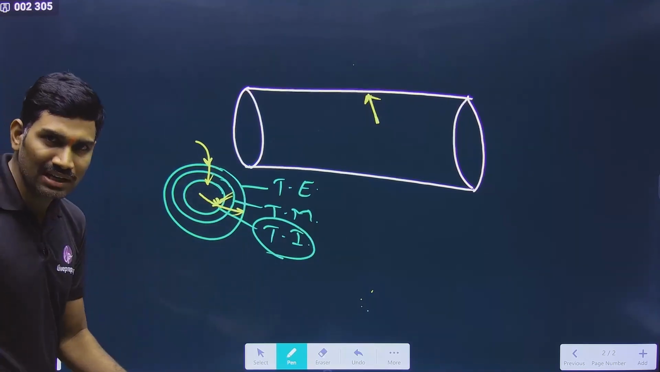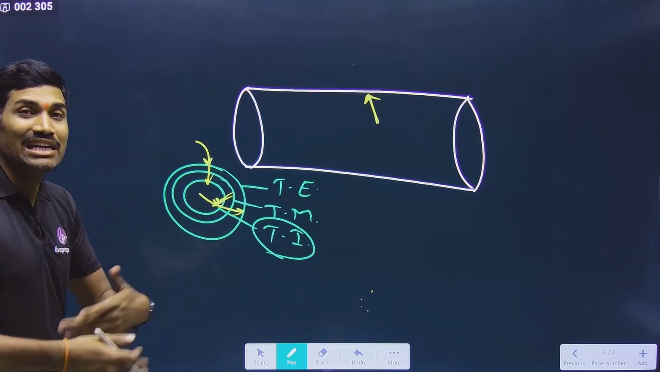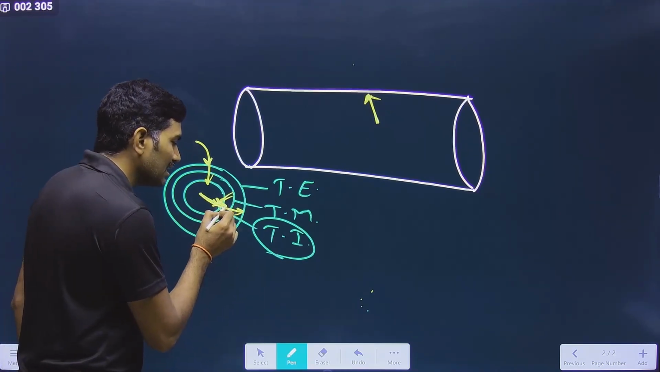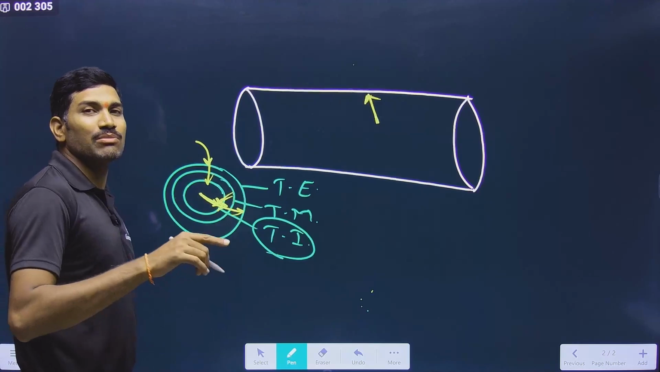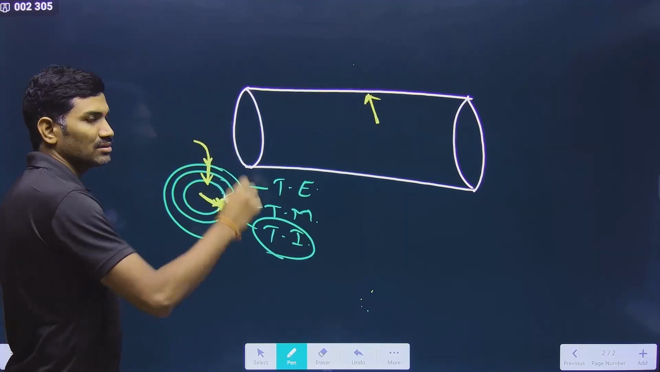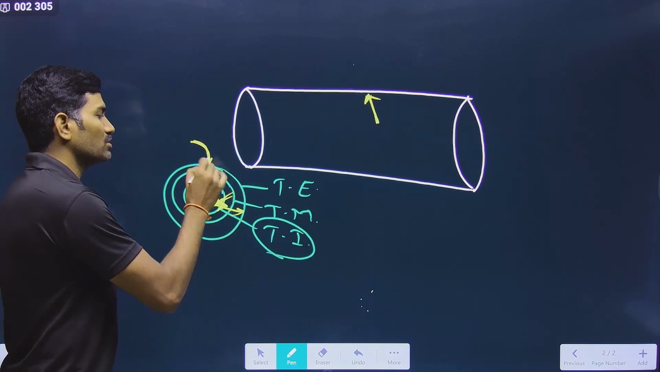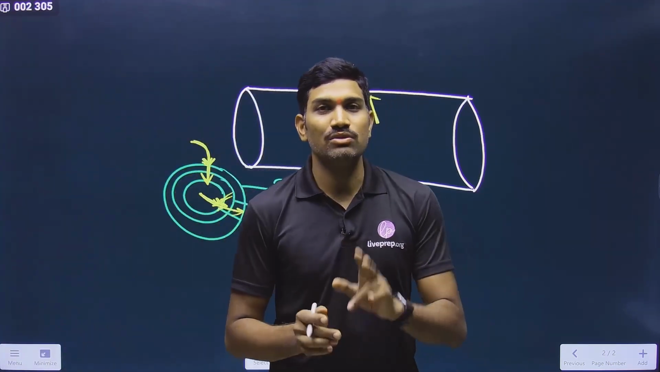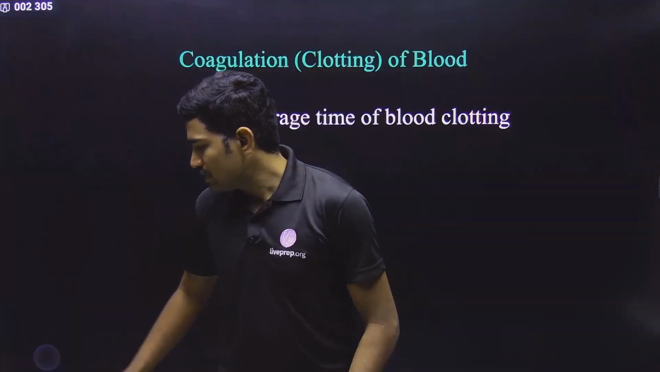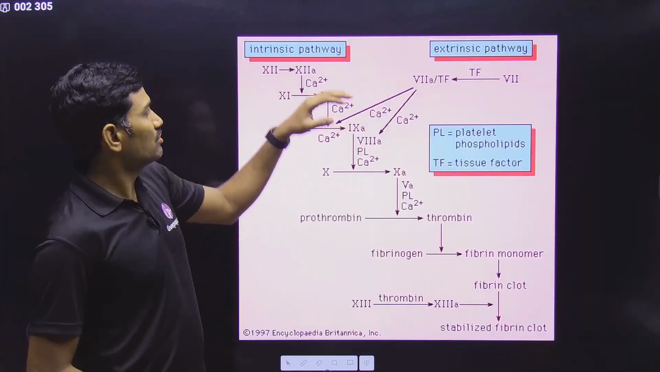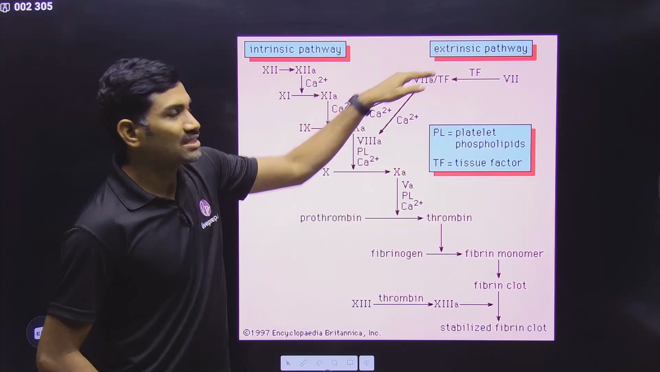So based on the location from which exactly the damage is taking place, 2 pathways are present. Anyhow blood clotting will occur, but who will initiate it? If the damage is happening from the inner side, the intrinsic pathway will occur. If the damage to the blood vessel begins from the outside, this is the extrinsic pathway. So 2 pathways are present: the intrinsic pathway and the extrinsic pathway.